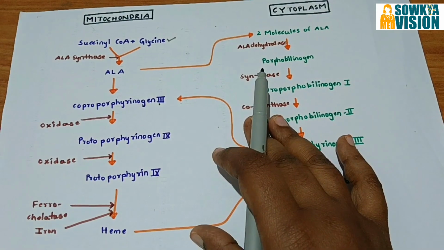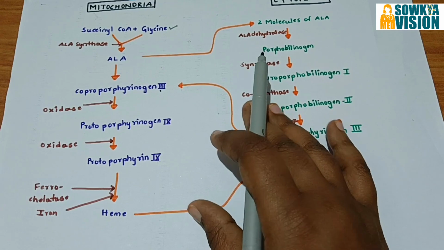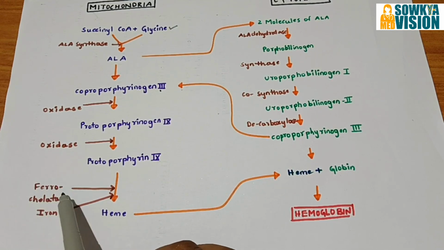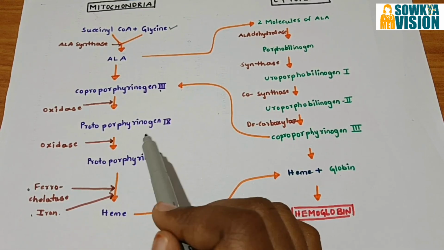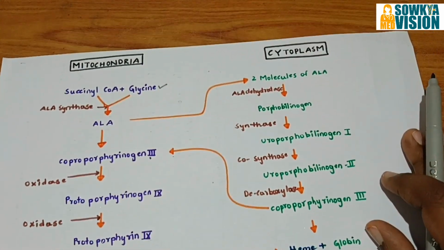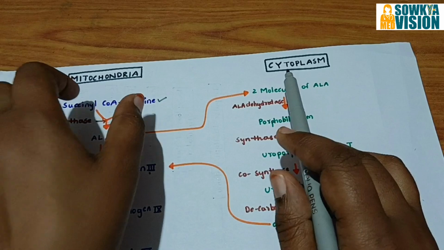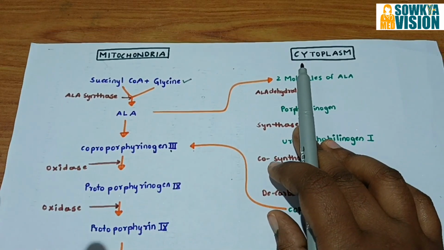The protoporphyrin 9 is converted into heme by ferrochelatase and iron. This is one and this is the second one. By the presence of these, the protoporphyrin 9 is converted into heme. Now, the ALA is shifted to the cytoplasm. This complete process, the production of the heme part, is completely done in the mitochondria.